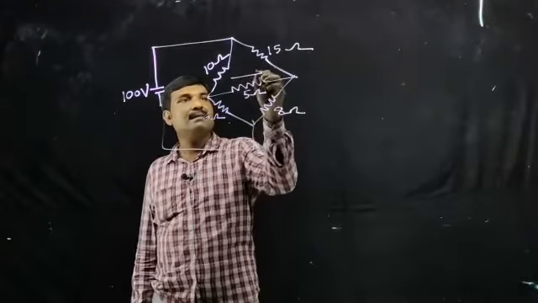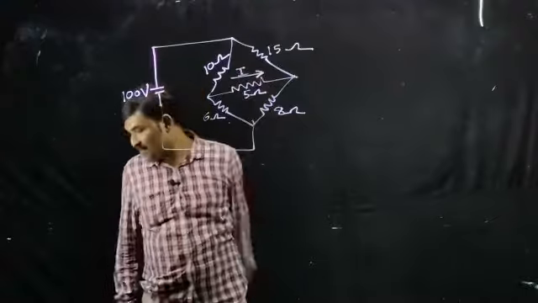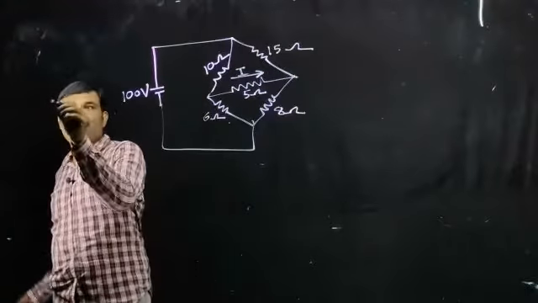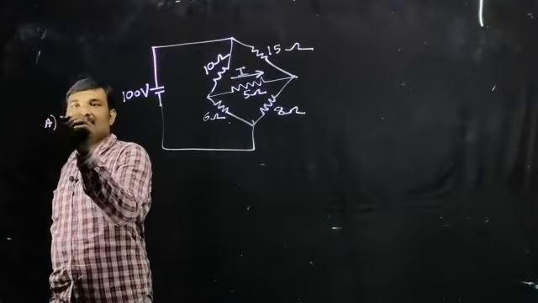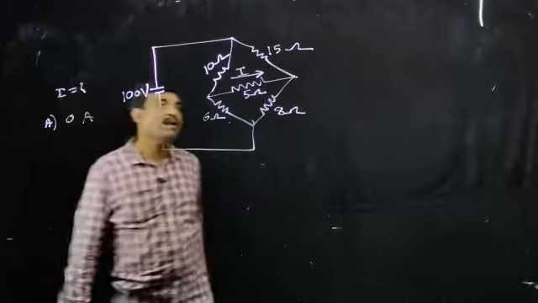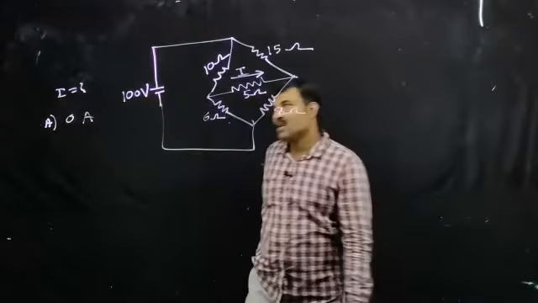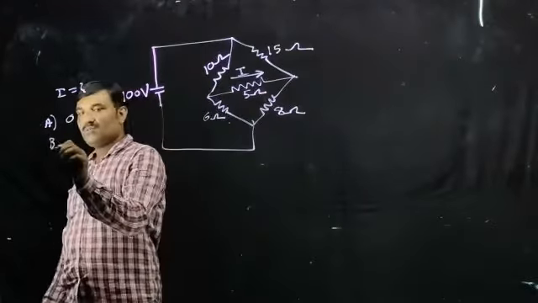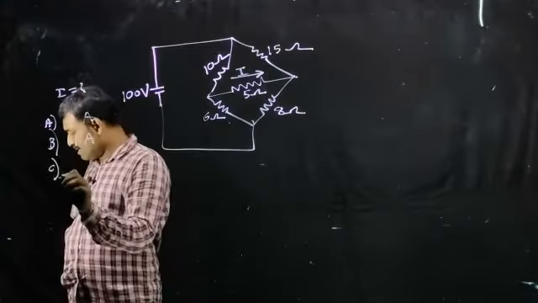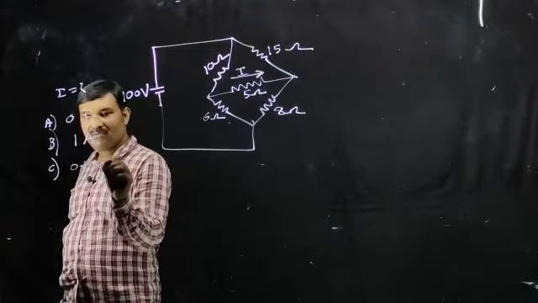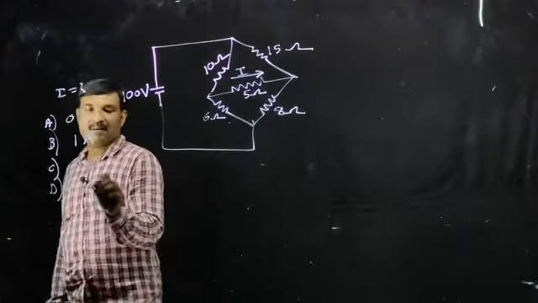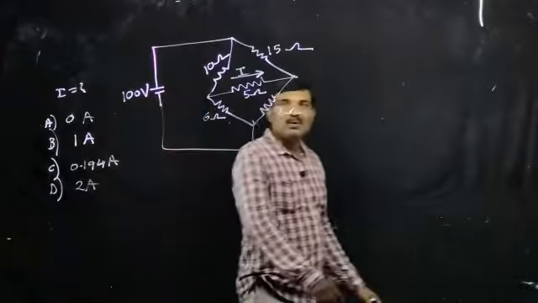Then the current in this 5 ohm resistance be I. The question is to determine the value of I. Options are given. A, I is equal to 0 ampere. 0 ampere happens only when this bridge is in balanced condition. Choice B is 1 ampere. C is 0.194 ampere. And option D is 2 ampere. Okay, now this is our problem.